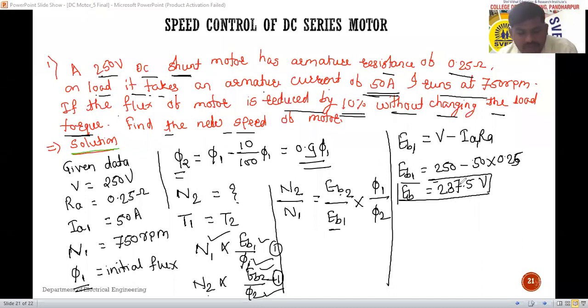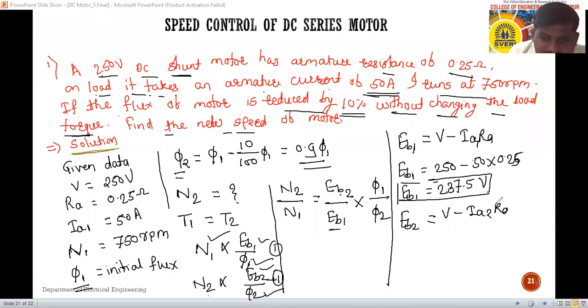Yes, sir. Okay. So this is the EB1. EB1 calculate केलेलं आहे. Now we want to calculate EB2. So what is the formula again? EB2, that is back EMF 2. EB2 is equals to terminal voltage V minus IA2 into RA. But you don't know the value of IA2. IA2 ची व्हॅल्यू आहे का आपल्याकडे?